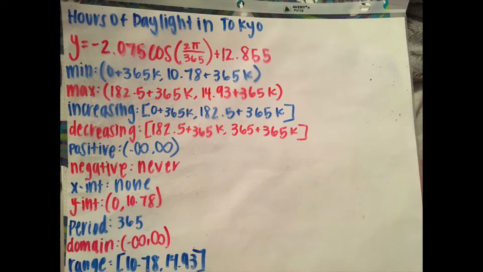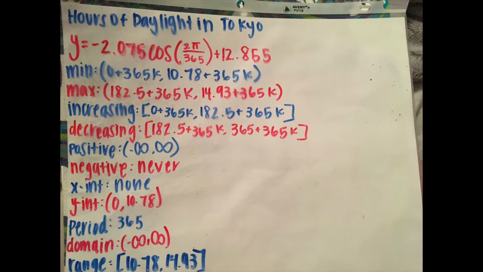One important thing to note is that for most of the important features, I had to add the period to the end of each of them. The reason I added 365 to each of them is to account for the fact that the cosine graph repeats over and over. This idea will be present throughout.